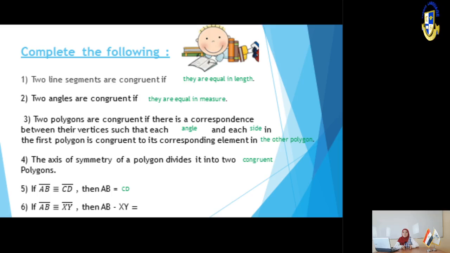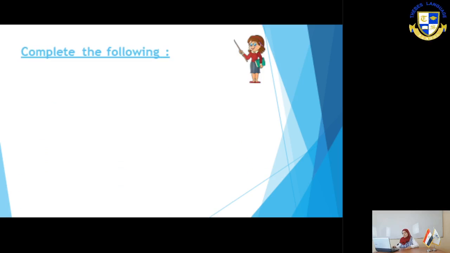If the two line segments are congruent, they are equal in length. If AB is 4 cm, that means XY is 4 cm, so the difference between them will be 0. 4 minus 4 equals 0, or any other length: 5 minus 5 equals 0. Let's move to slide number 9.